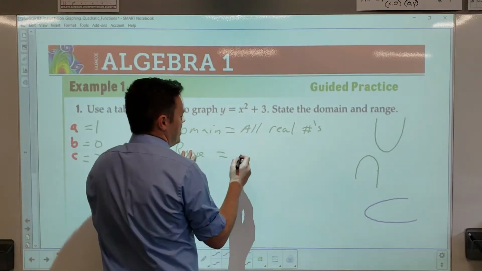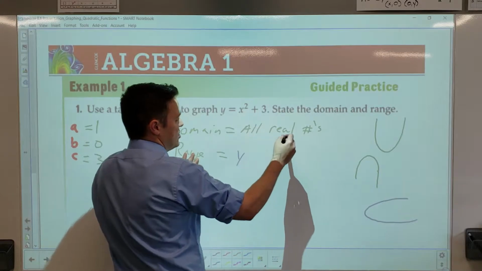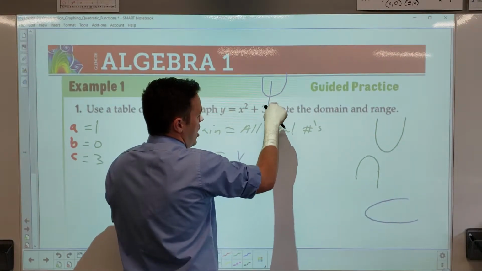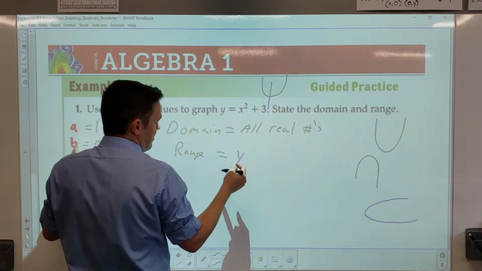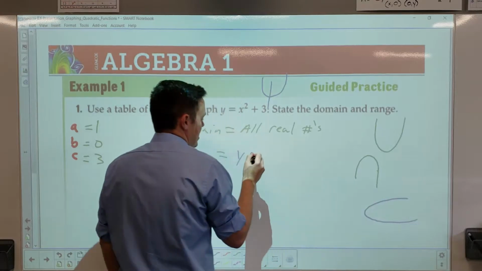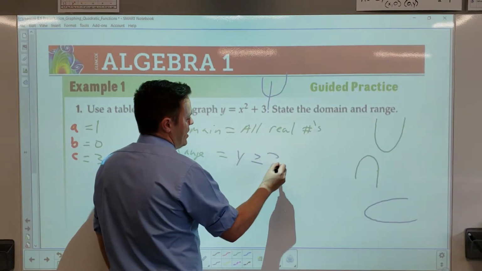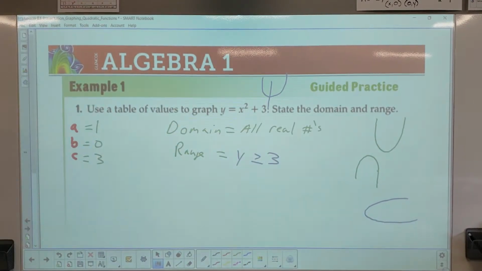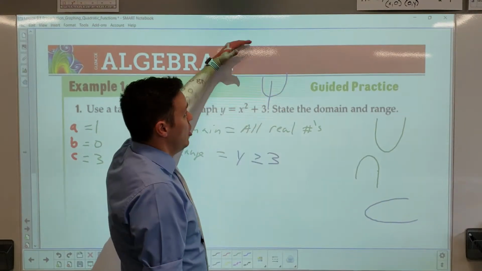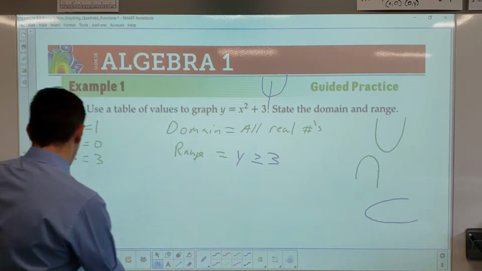Range, if you were to graph this, you know it's going to come down, and it's going to come back up. The y-intercept represents C, and since C is 3, I know it's going to be every value greater than 3. I know that by looking at it. If you don't, graph it, and you'll realize that it's all numbers north of 3.